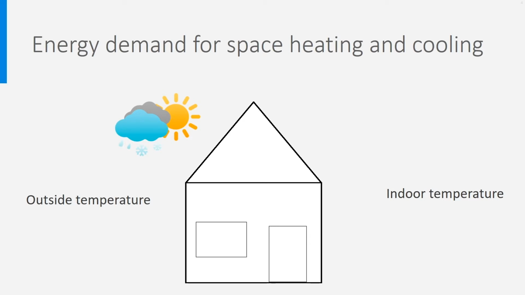The amount of transmission losses or gains is dependent on the building characteristics, like wall construction and insulation, and of course on the indoor and outdoor temperature and also the wind. In this video we will use two extreme weather conditions for the examples: very cold in winter and very warm in summer.